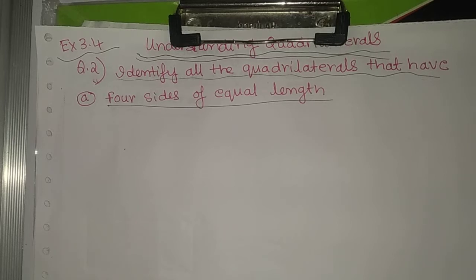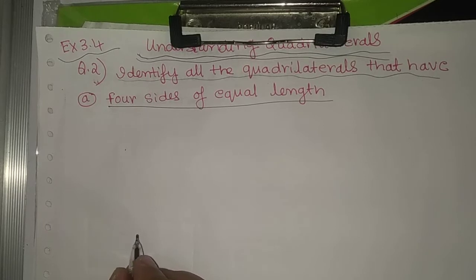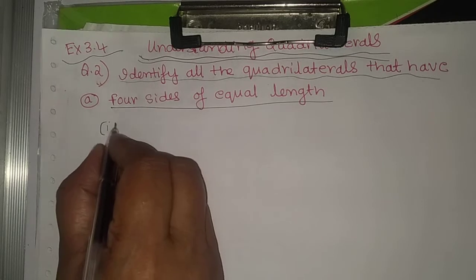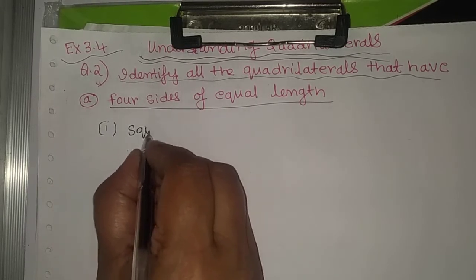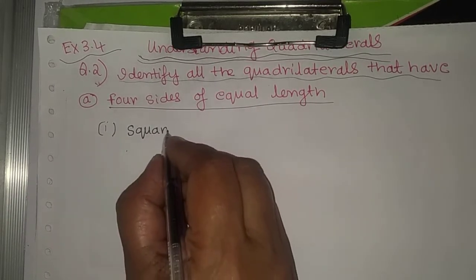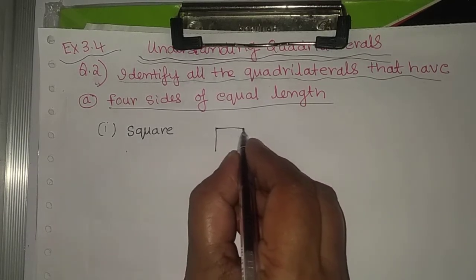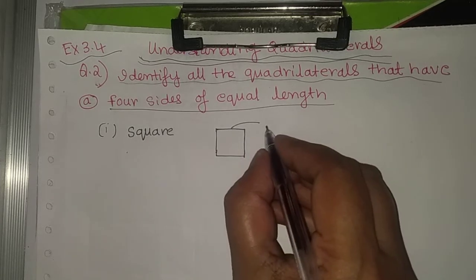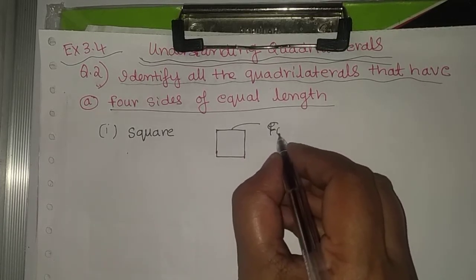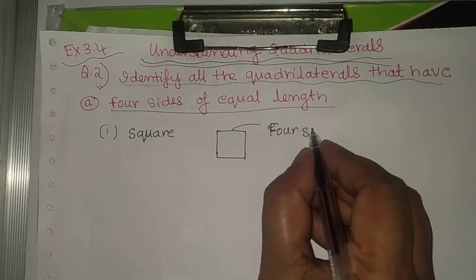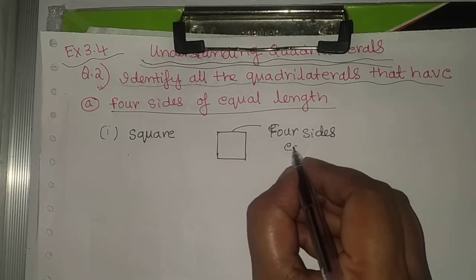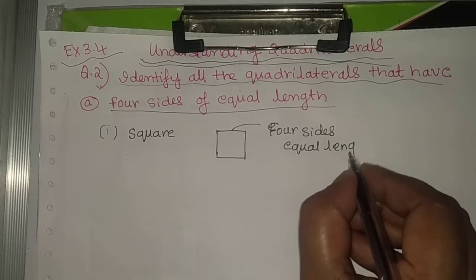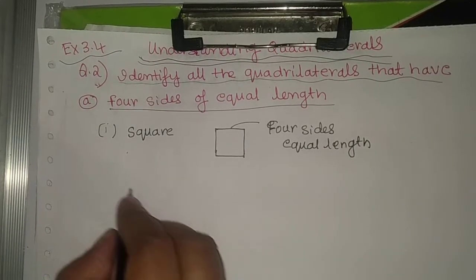So the first one we can say is square. We'll take the answer for the first one as square. Have 4 sides of equal length. See the square, as we know this is a square with all the sides equal. So 4 sides equal in length. This is a quadrilateral in which all sides are equal. So this is the first one.